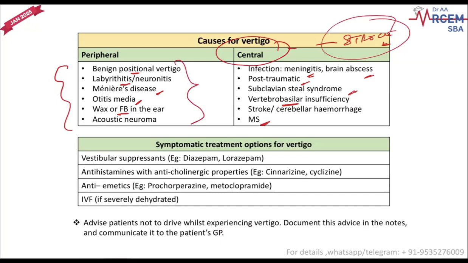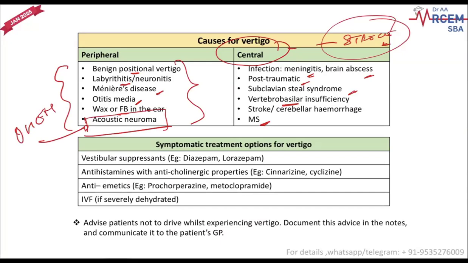Peripheral vertigo has a different differential diagnosis. Coming to acoustic neuroma, some literature says it is a central cause, some literature says it's peripheral. I have taken this from OHCM and I am saying that it is a peripheral cause. So it depends on the literature which you are following.